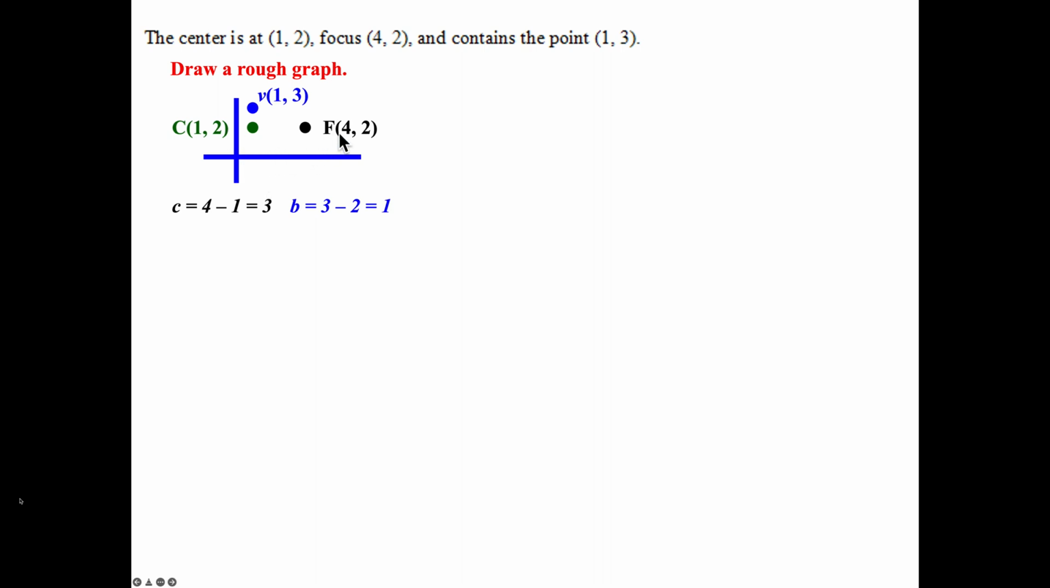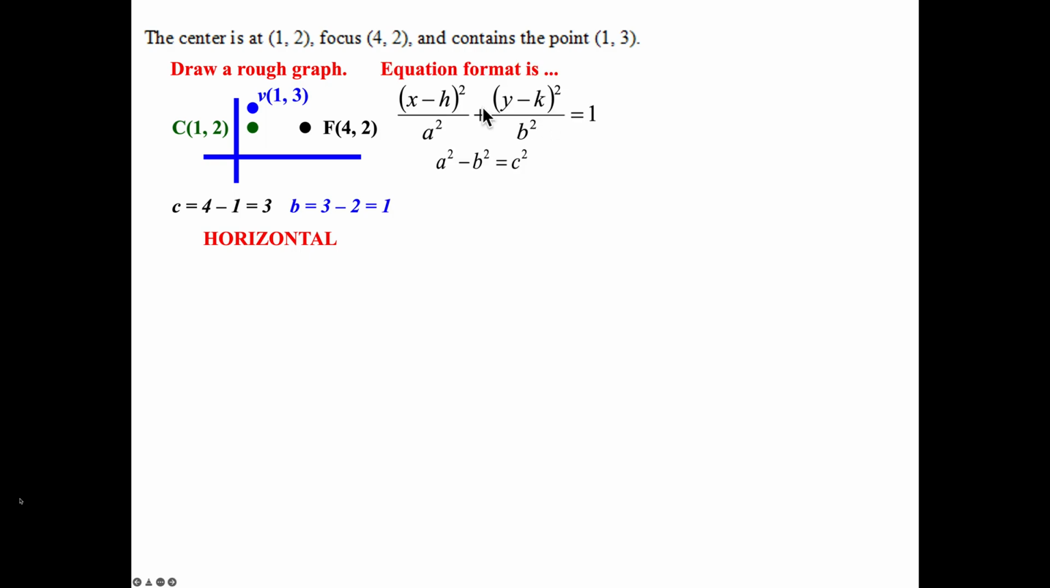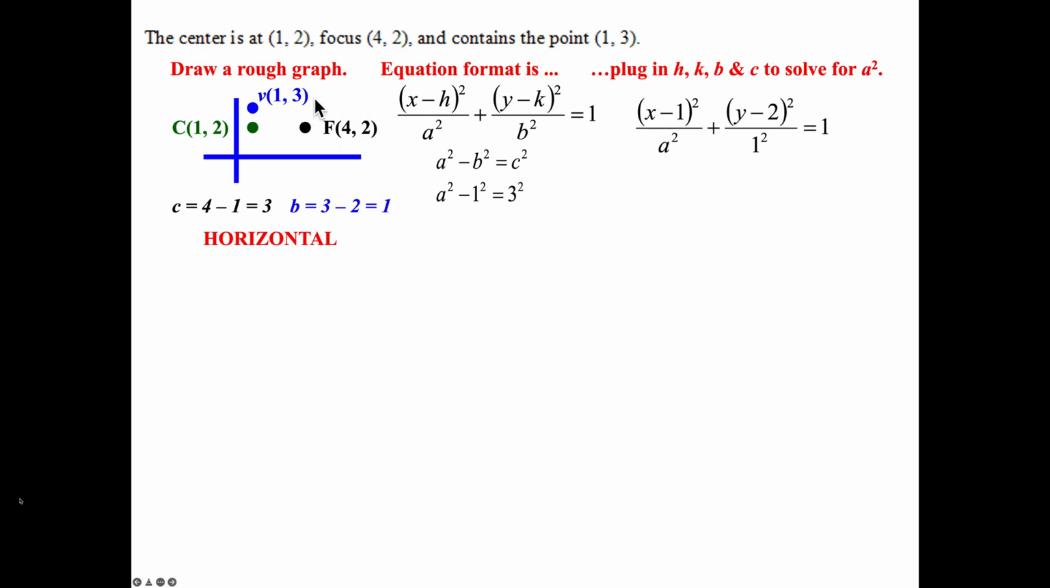So we have foci going to the right, there should be a foci to the left, a vertex further right, a vertex further left. You have a horizontal ellipse, so your a squared is going to be underneath your x minus h squared. And now in this case, we're going to have to go find a squared. We're given c and b. Plug in our numbers, x minus 1 for that center right there in green, y minus 2, underneath the y binomial will be a distance of 1, that's your b squared.